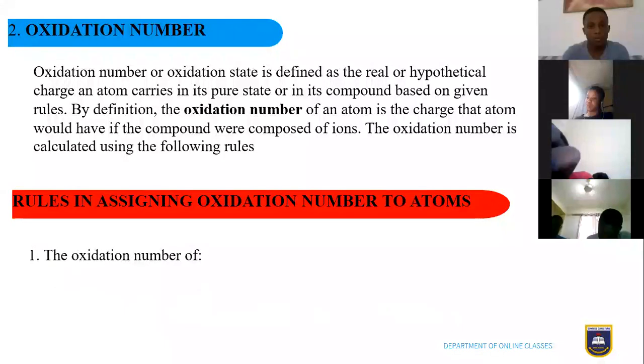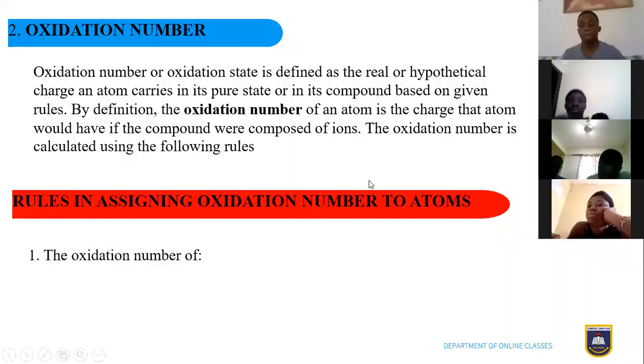Now, what are some of these rules that govern the way oxidation numbers are assigned? So what you see on your slide in red, rules in assigning oxidation number to atoms. You need to know these rules because it guides the way we give oxidation number to atoms. It's absolutely important. You need to know the rules, but you don't need to memorize them.